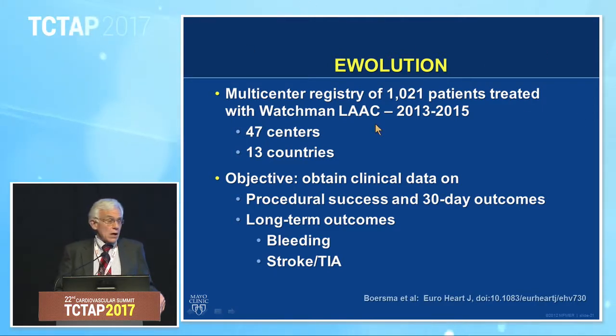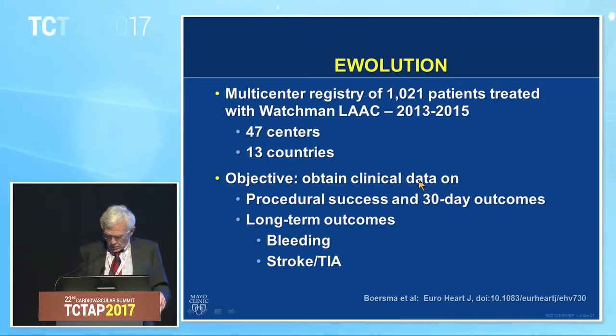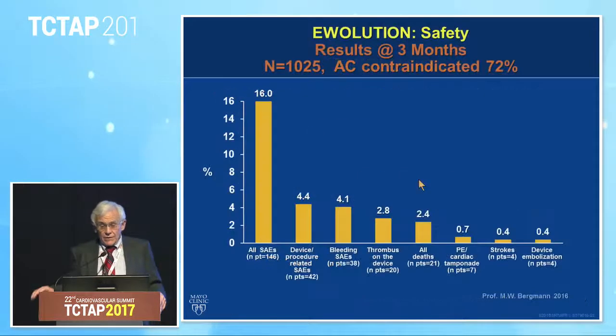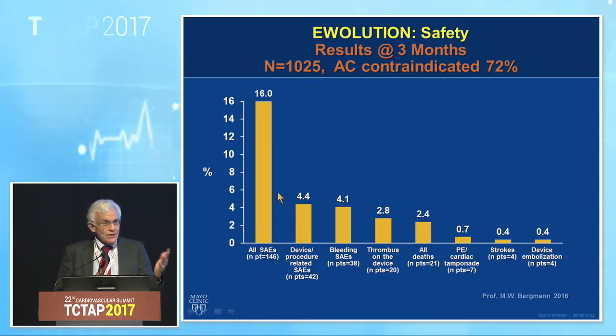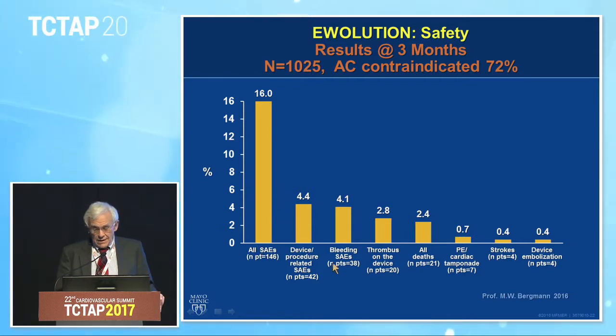This is the evolution trial. It's a trial that comes out of Europe, a multi-center registry of more than 1,000 patients that looked at how the Watchman device performs in the rest of the world. And this is what they found in the group of 1,021 patients, in whom 72% were contraindicated in terms of anticoagulation. At 3 months, we can see that despite the fact that they did not use anticoagulation post-procedure, the event rates were very, very small.